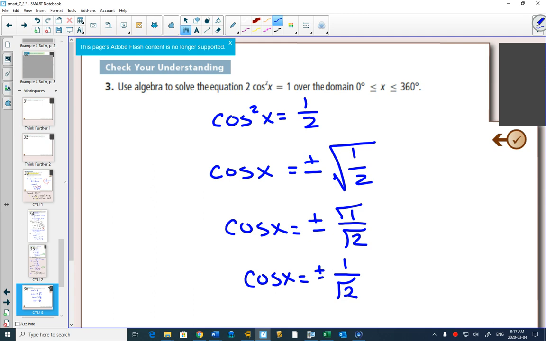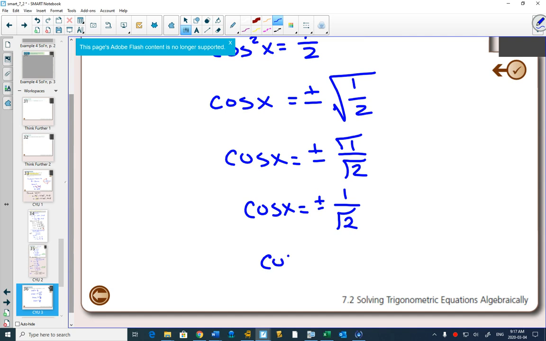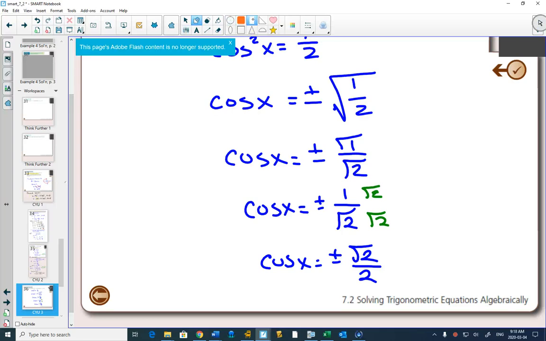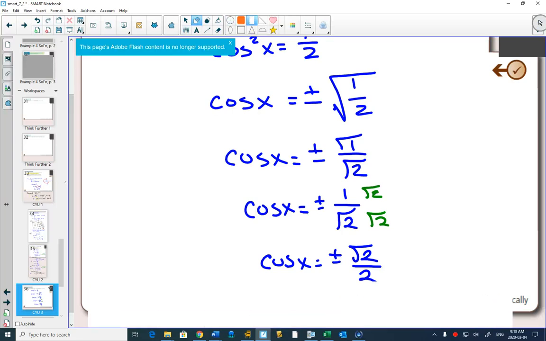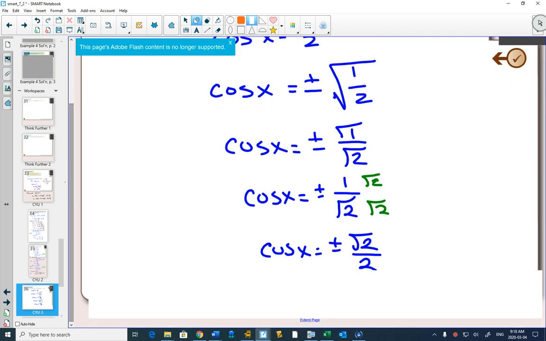And then do you recognize that as the same as, if you rationalize the denominator, that I would get root 2 over 2, and you're like, oh, that is on my unit circle. What family? It is our 45-degree family.